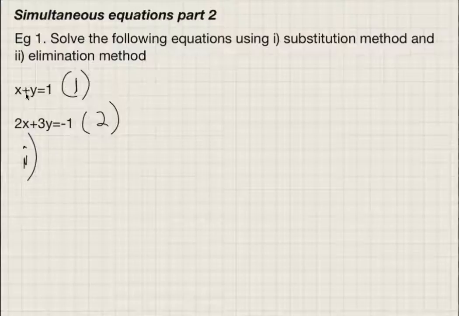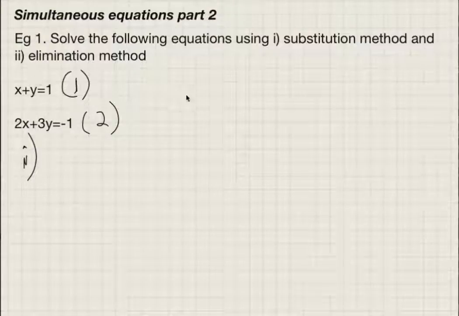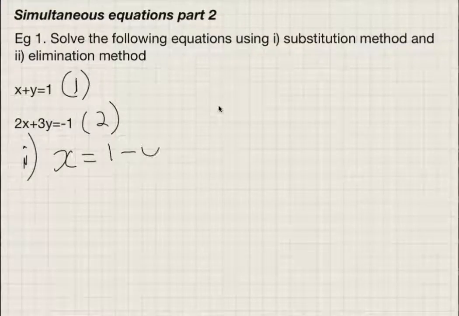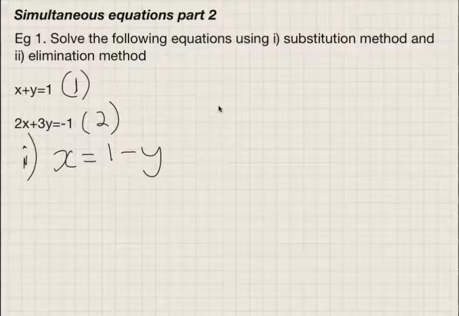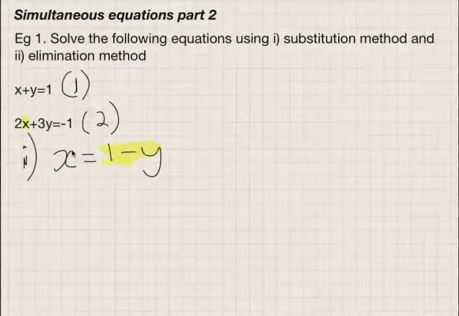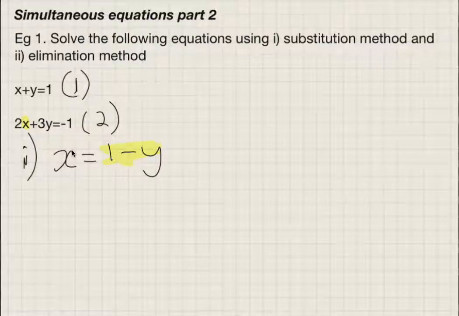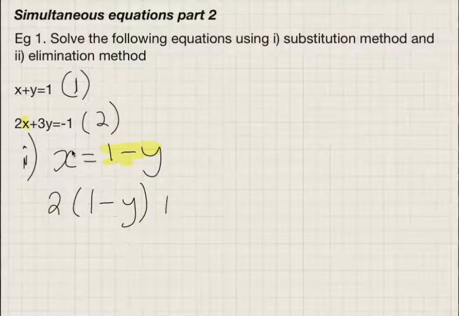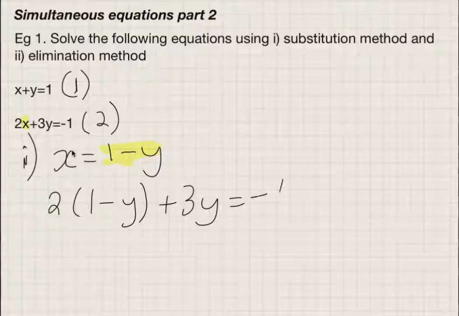So to do that, we can move the positive y over so that we end up with x equals 1 minus y, like so. Okay, and then because this is a substitution method, everywhere that x appears in this equation, we are going to put 1 minus y into that equation. So 2 bracket 1 minus y plus 3y equals minus 1.